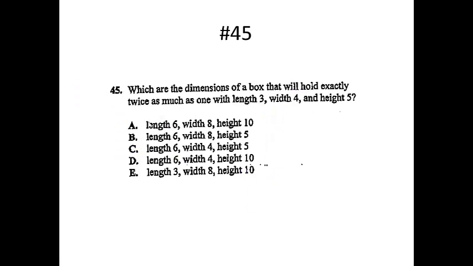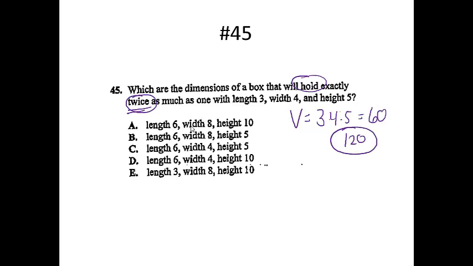All right, 45. What are the dimensions of a box that will hold exactly twice as much as one with length 3, width 4, and height 5? So if I'm talking about something holding it, I want the volume of the box. So the volume of the box in question would be 3 times 4 times 5, which would be 60. I would like my box to hold twice as much, so I would like my volume to be a volume of 120, and I need to see which one of these choices gives me a volume of 120.